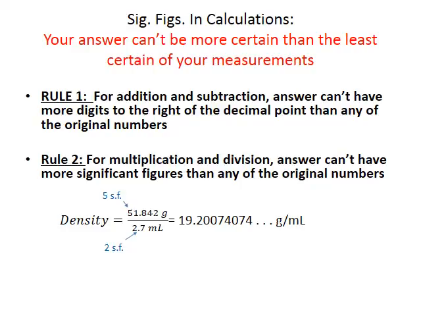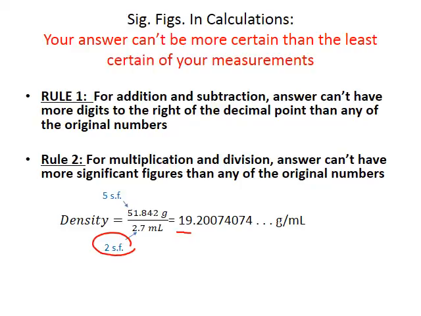So we have to round our answer to have the same as the least number of significant figures. So that's 2 significant figures. That means that in our final answer, we start with the first non-zero on the left, and we count over till we have 2 significant figures. So that means that we're going to keep 1 and 9. Those are our 2 significant figures, and we're going to round away the rest of the number.